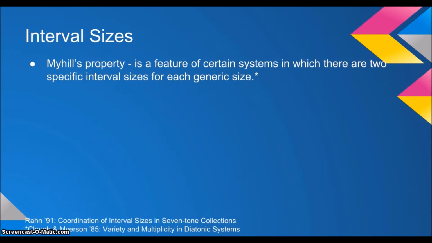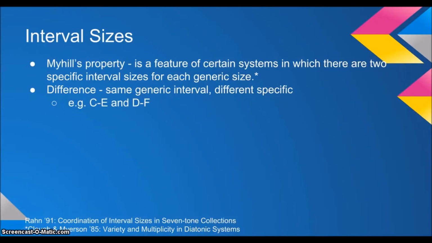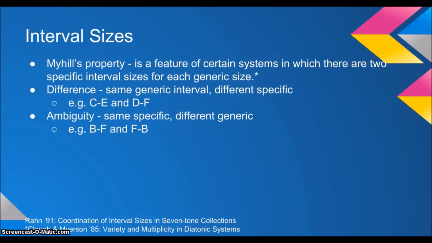Sometimes, however, the generic and specific sizes don't agree. For example, we have difference, which is where we have the same generic size but different specific size. An example of this is C to E and D to F. Both are thirds, but they span different amounts of half steps. There's also ambiguities where we have the reverse. We have the same specific but different generic. So B to F and F to B are examples of this. B to F is spelled as a fifth and F to B as a fourth, but they both span 6 half steps. There's only one ambiguity in the diatonic scale between Ti and Fa.